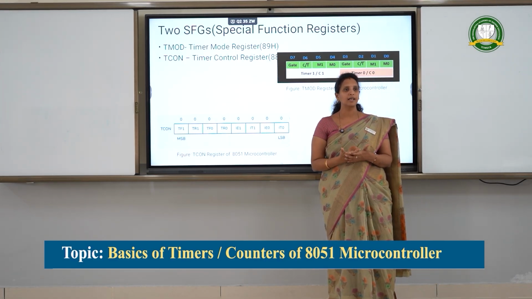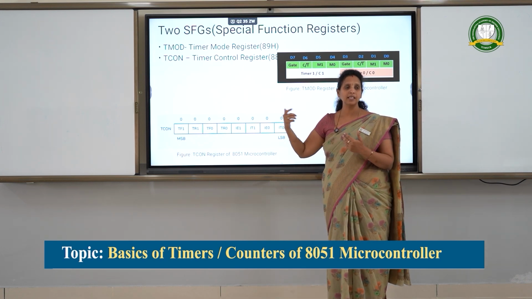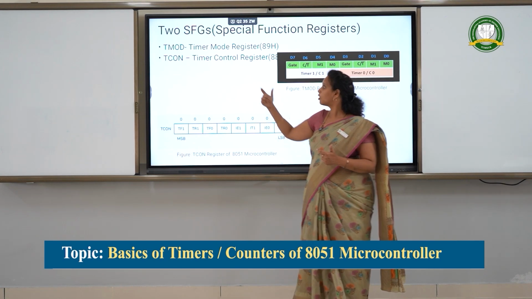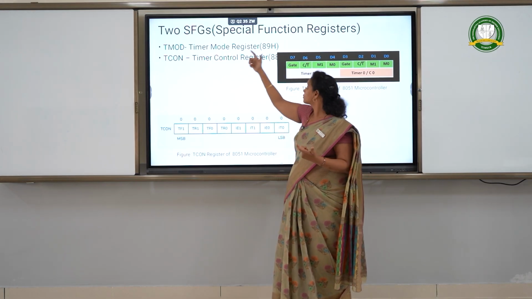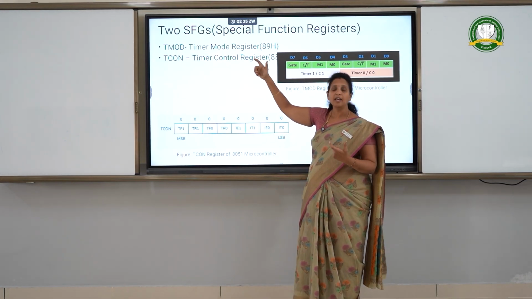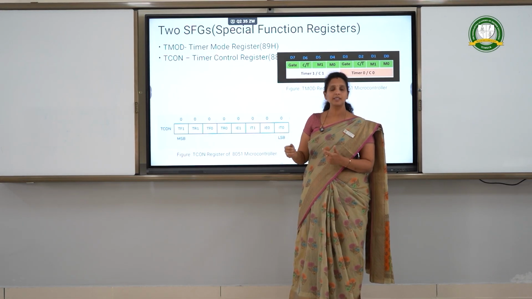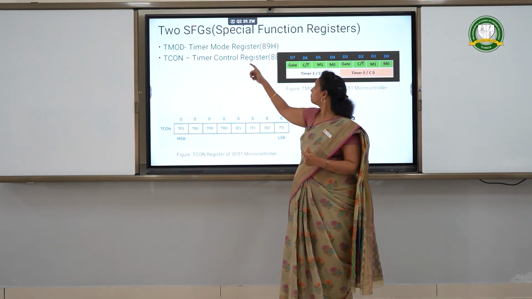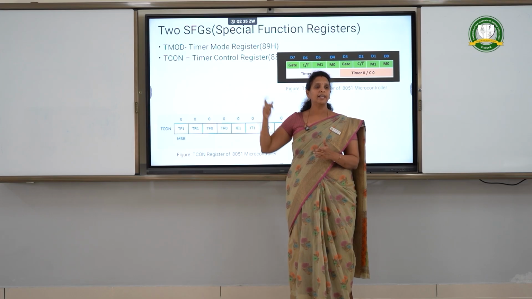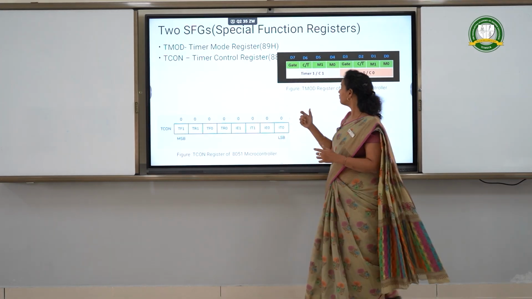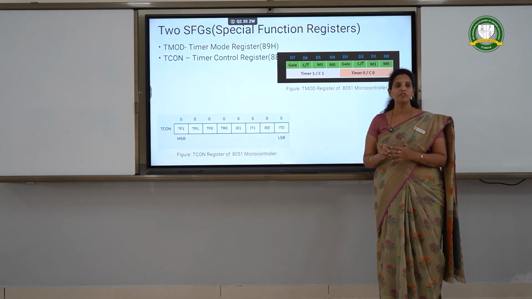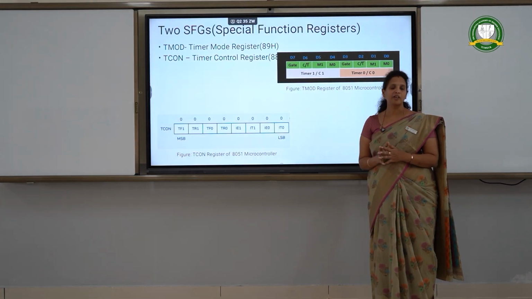What is this internal address? If I have to access these two registers, I can access them either by the name TMOD or by the address 89. Similarly, if I want to access the TCON register, I can access it by the name TCON or by the address 88H. The figure shown in the slides gives the bit values of the TMOD register and the TCON register.